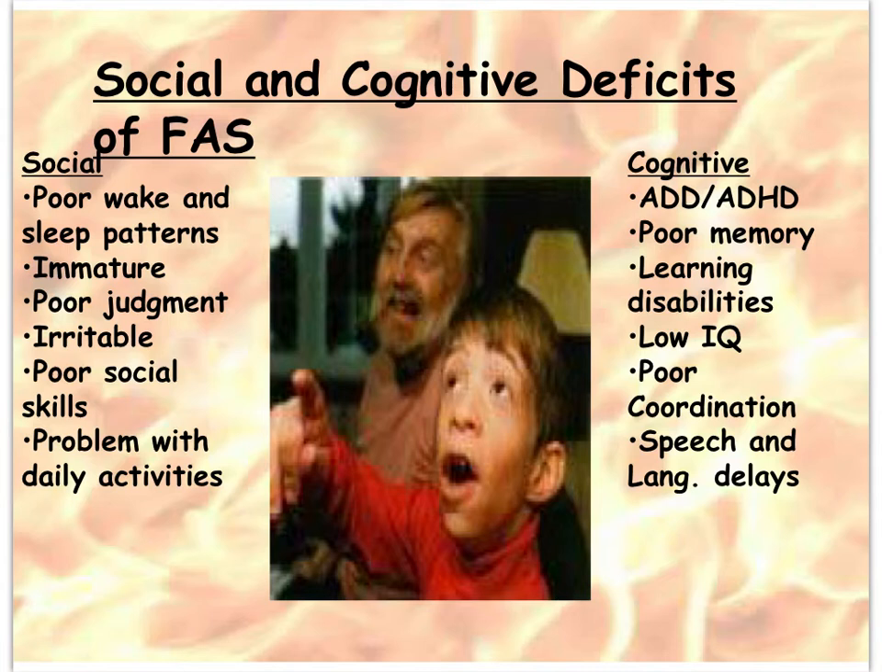On the cognitive side, you'll see ADD or ADHD. I'll explain that one at another point. I feel like you probably have a good sense of what that is, but I'll explain it. Also poor memory, learning disabilities, or a low IQ. Remember, you can't have both of those things at the same time. Poor coordination, and speech and language delays.